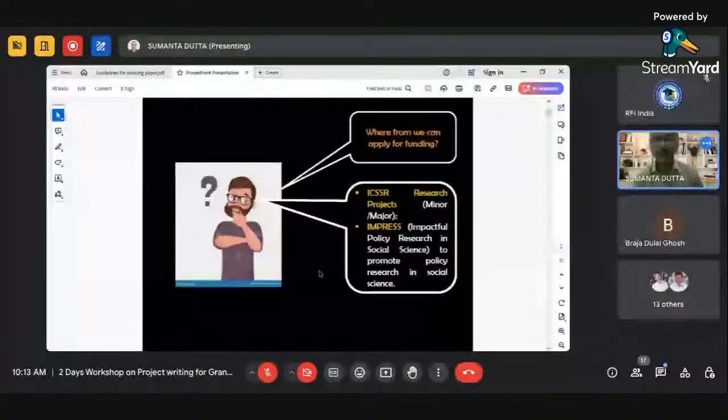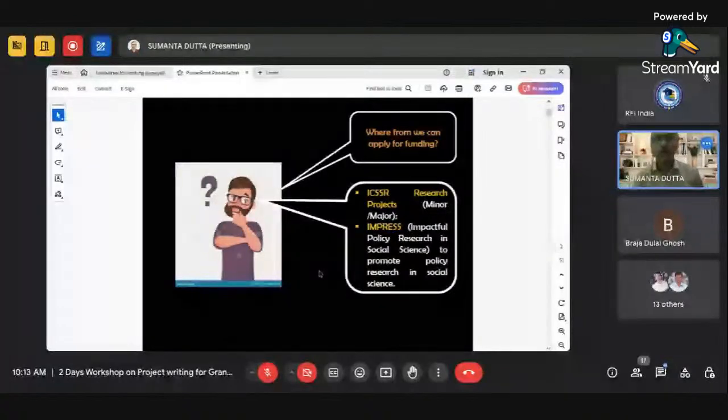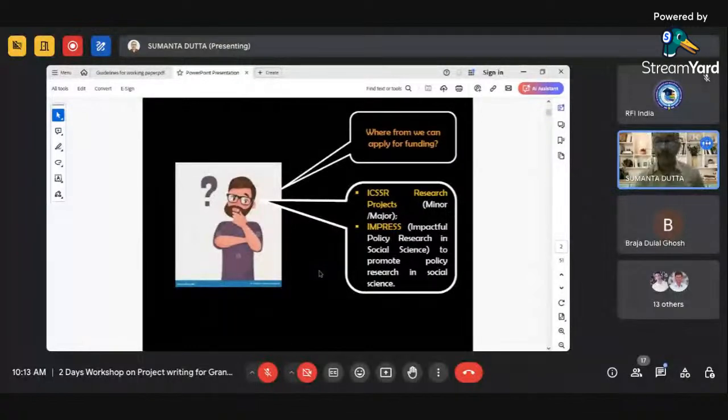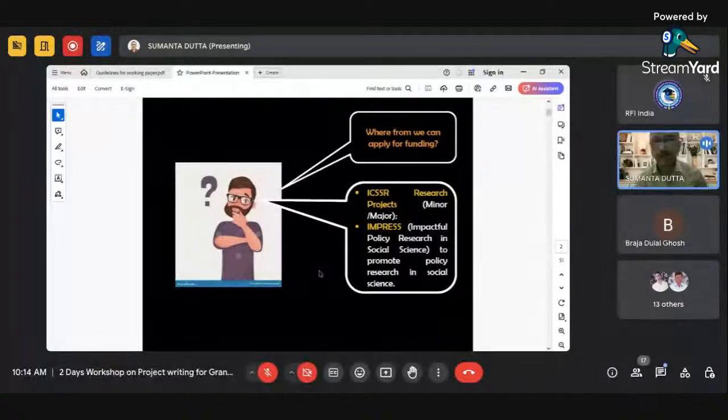Other than that, another important dimension is IMPRESS, the Impactful Policy Research in Social Science, whose objective is to promote policy research in social science. In the sciences, they have their own programs, like DBT, the Department of Biotechnology, and many other avenues where they can apply. I will limit my present discussion to the context of ICSSR, to show how and what we can do.